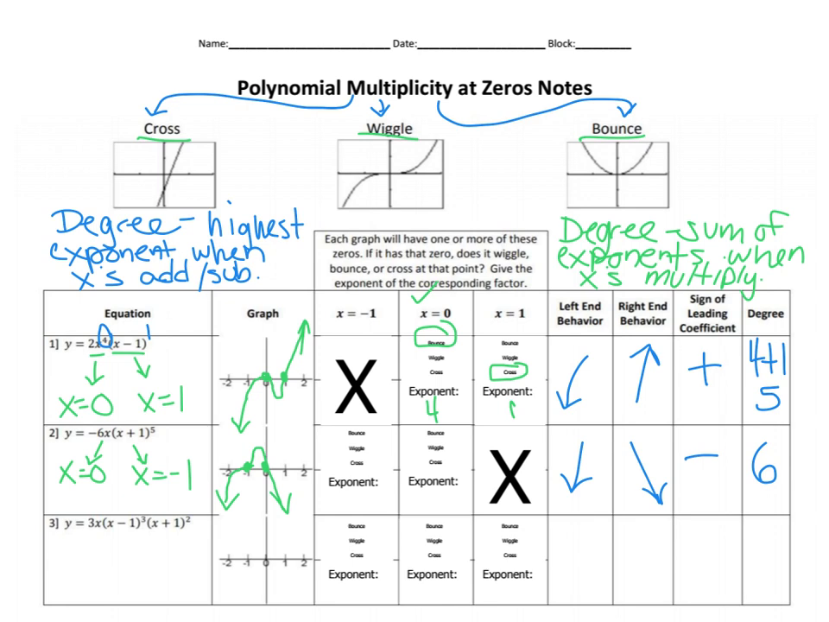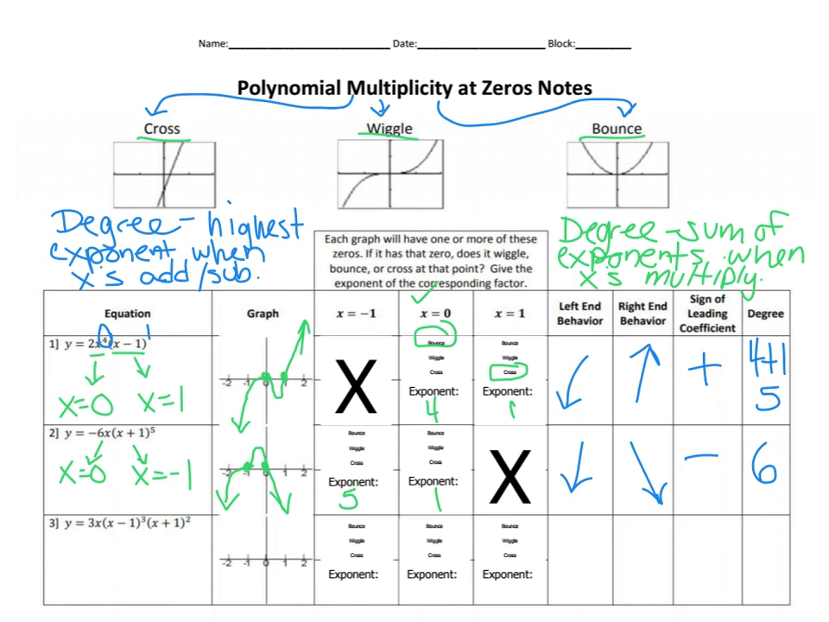Our negative 6x only has an exponent of 1, so our x equals 0 is going to have an exponent of 1. And then our exponent for x plus 1 to the 5th is just the 5 part. But now let's actually figure out our bounce, wiggle, or cross.